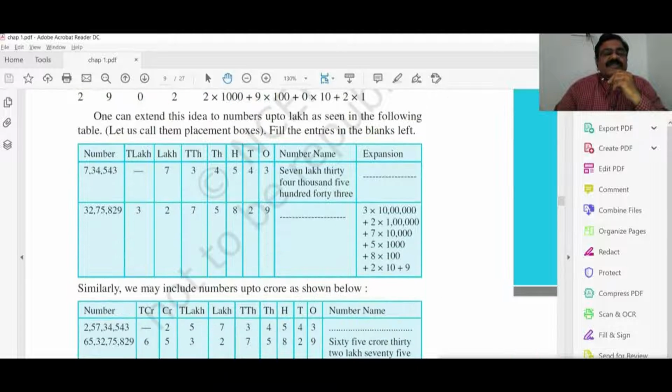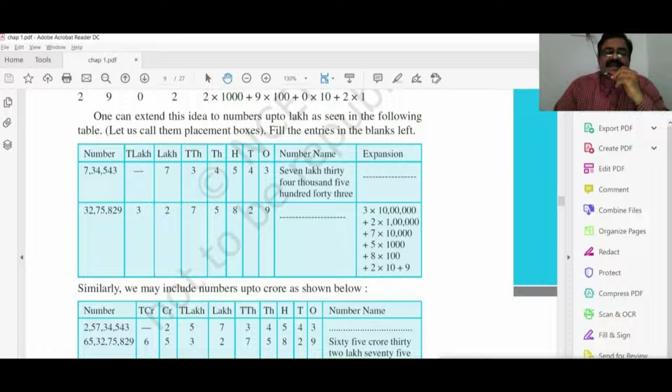In this Indian place value chart you can see 734543. It has already been written in tabular form: ones is 3, tens is 4, hundreds is 5, thousands is 4, ten thousands is 3, lakhs is 7, and ten lakhs is not given. So 7,34,543. Like this, the same way, you can see 32,75,829.